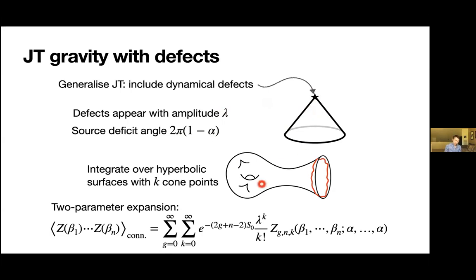So that now we're going to integrate over not just hyperbolic surfaces, but hyperbolic surfaces with these conical defects in them. So here's an example, genus 1 with 2 conical defects. And now our genus expansion becomes a 2-parameter expansion in both the genus and the number of defects. So K is labeling the number of defects, and we have this lambda to the K with this symmetry factor K factorial. And now we need to compute the partition function with fixed genus, fixed number of boundaries, and fixed number of defects.